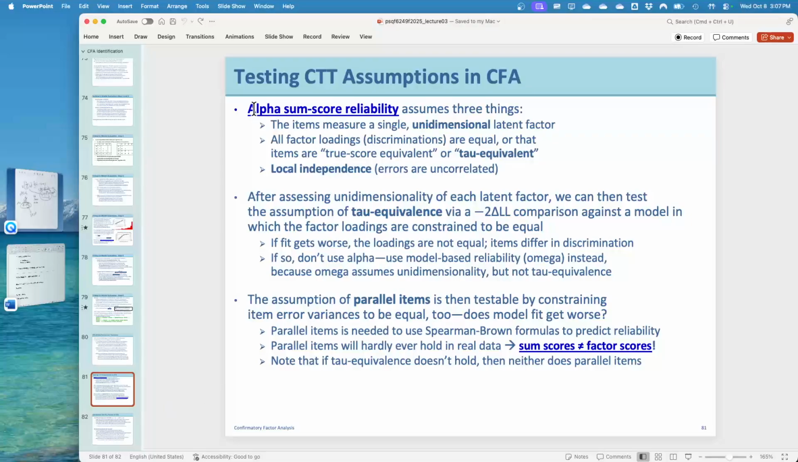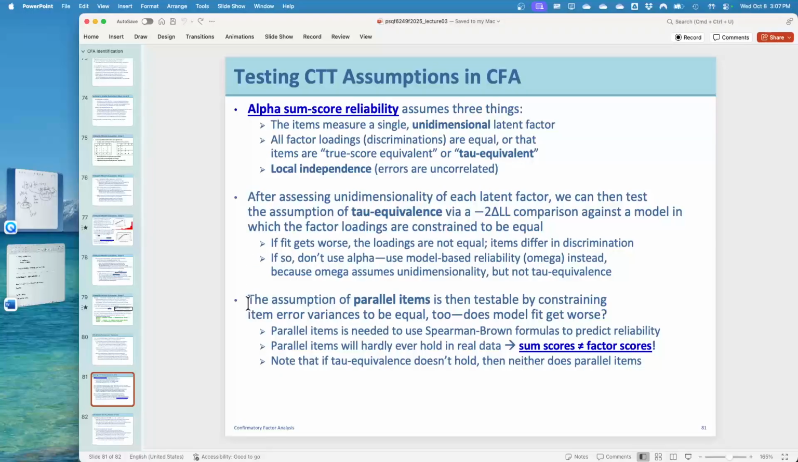So for instance, for you to use alpha's reliability, I just mentioned you have to have all your loadings equal. You can fit two models, one with equal loadings, one without, do a model comparison and see if that holds. If it doesn't, alpha is not an accurate measure of reliability. Now, it's probably going to be close, though.